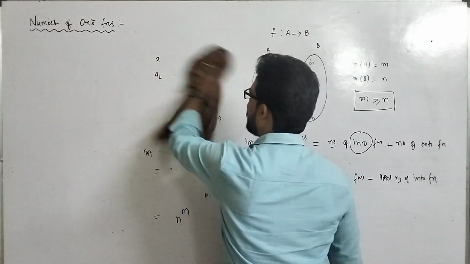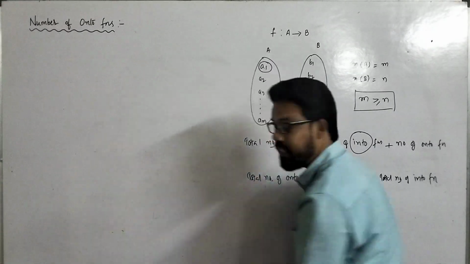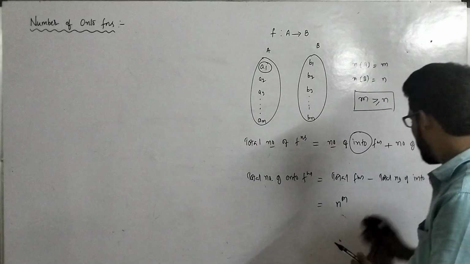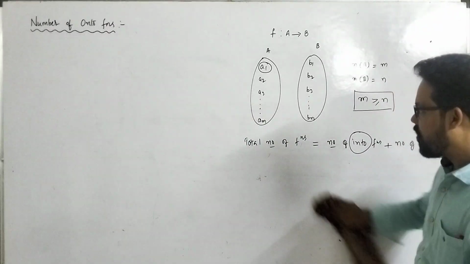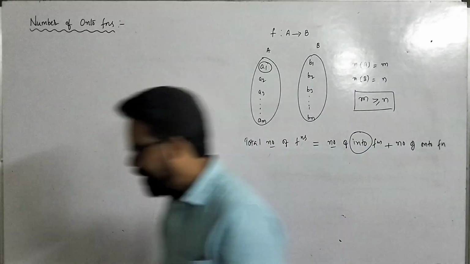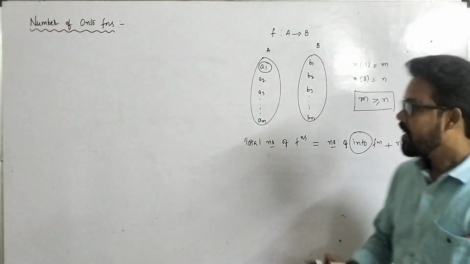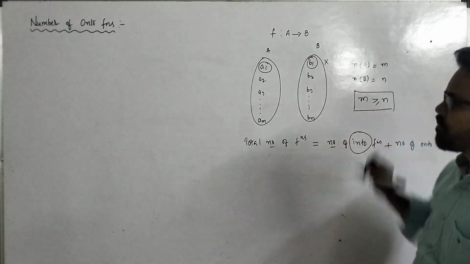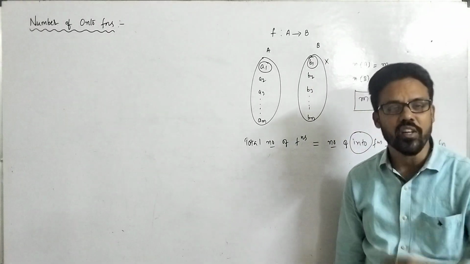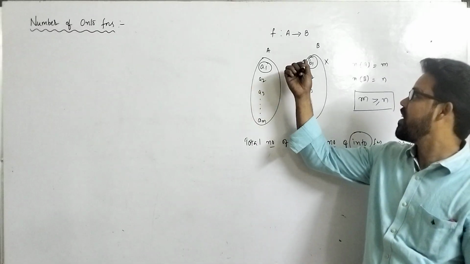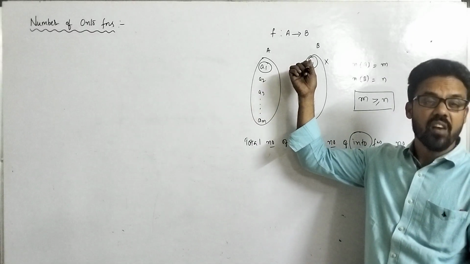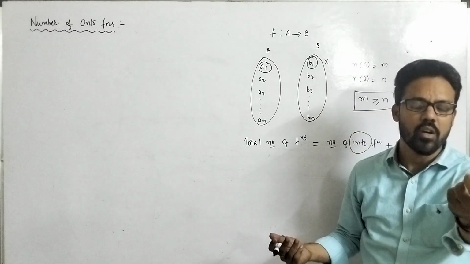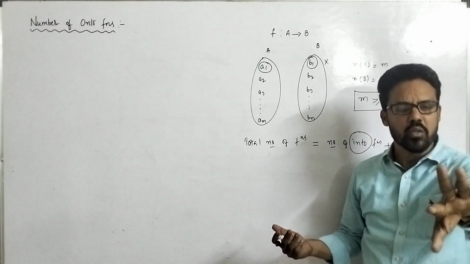Now, into function. Coming next. What is into? Which is not onto. Rub this, okay? What is into? Which is not onto. That means, my dear students, here, if B1 is left, for example, that is also an into function. Because B1 is left. B1 is not mapped with any one of the elements within set A.